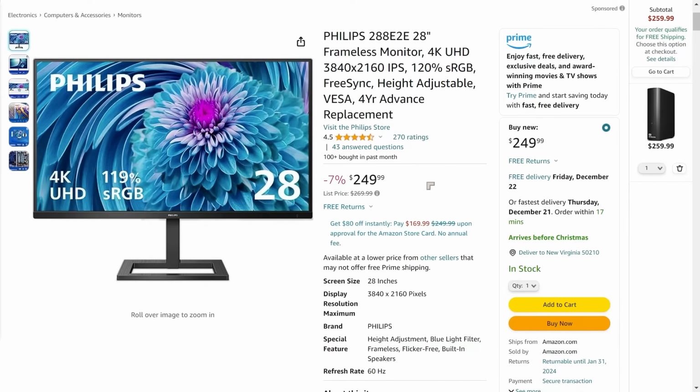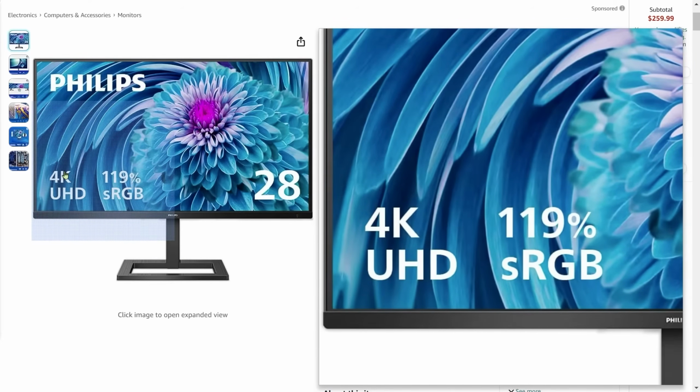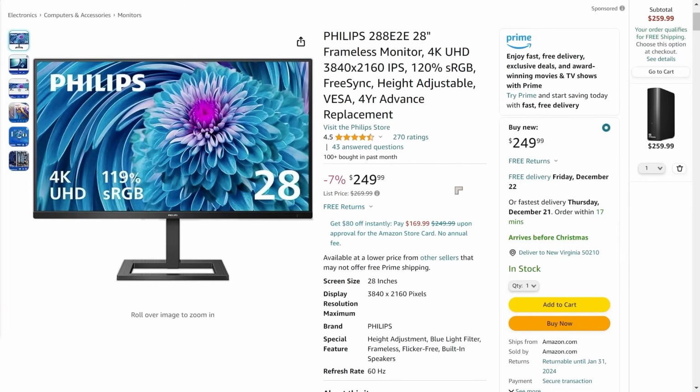Now, I want to recommend another Philips monitor, this time at 4K, this time a little bit more affordable than the one that we recommended before. This is the 288E2E. This is a 28-inch 4K monitor. It has got 120% of the sRGB coverage, pretty decent ergonomics. It has all the other features that I like with the Philips monitors. They tend to come out of the box pretty color accurate.